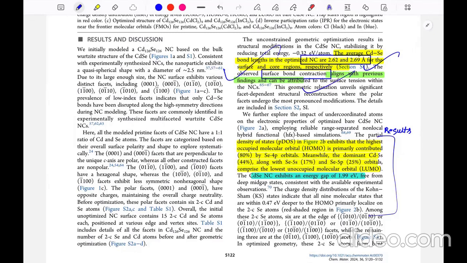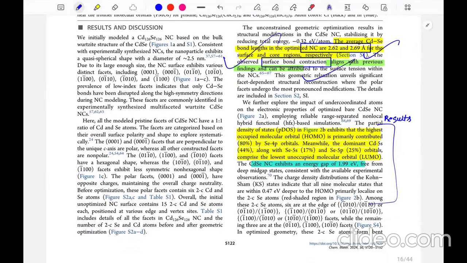This part we can think of as the result: the projected density of states exhibits the HOMO primarily contributed from selenium 4p orbitals, whereas the LUMO is comprised of 5s orbitals of cadmium along with 5s and 5p orbitals of selenium. And this is the band gap, 1.99 electron volt. This is the result part, right?